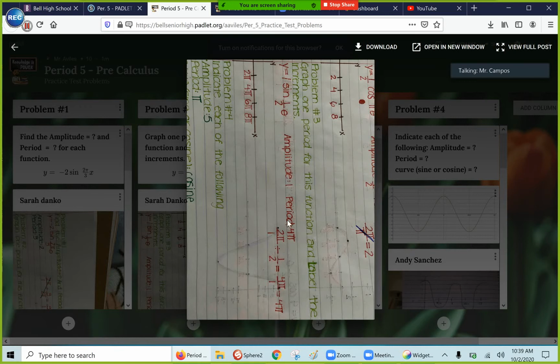See, your period should be which increment? The first? Can you tell them about that? That should have been 4. That should have been half of 4. That should have been 2. Half of 2 should be 1. Okay, that's what's going on.